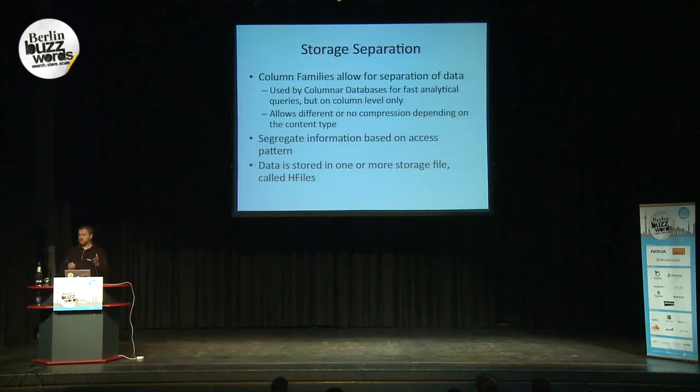Or if you have lots of small data that doesn't compress, or large data, which is JPEG and is already compressed, and you don't want to compress it again, you can have this in a separate column family and switch off compression there, for example.